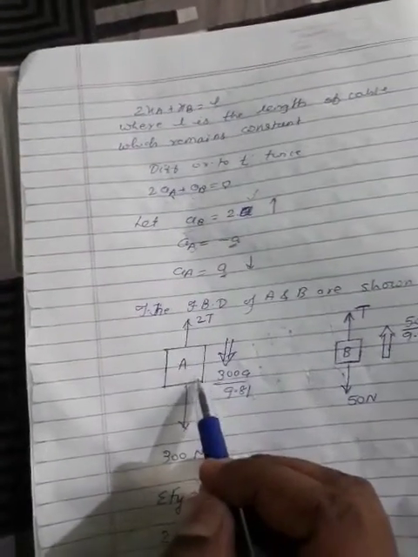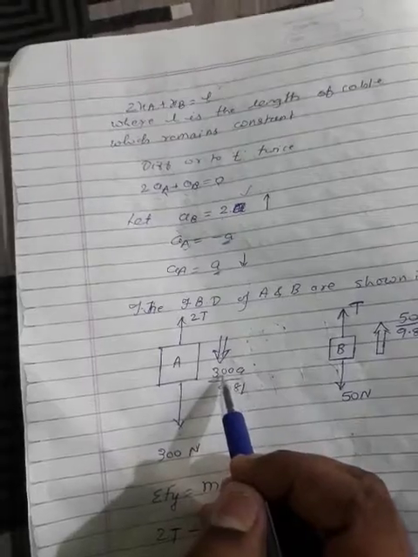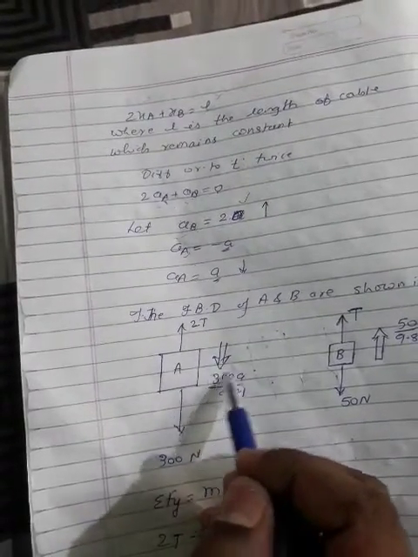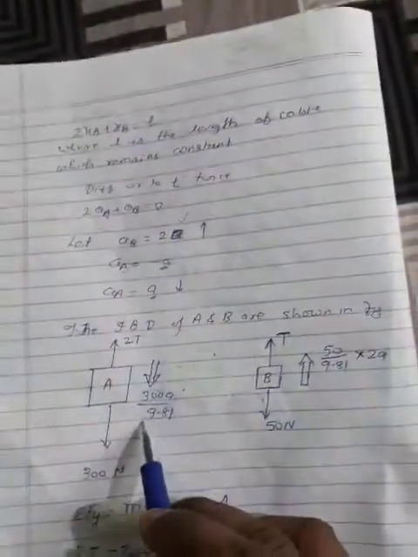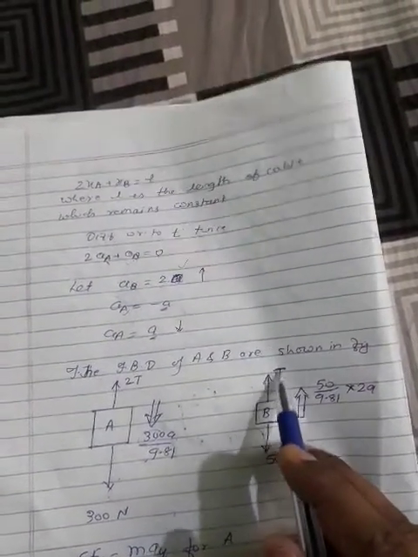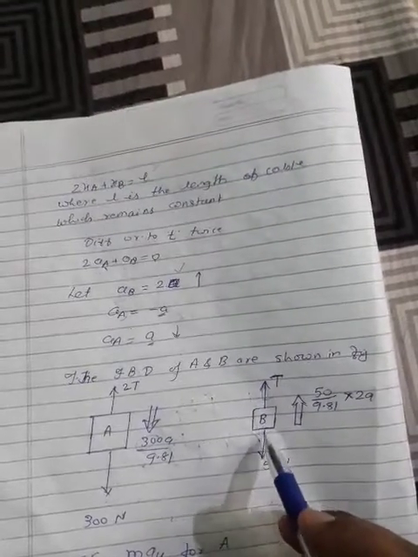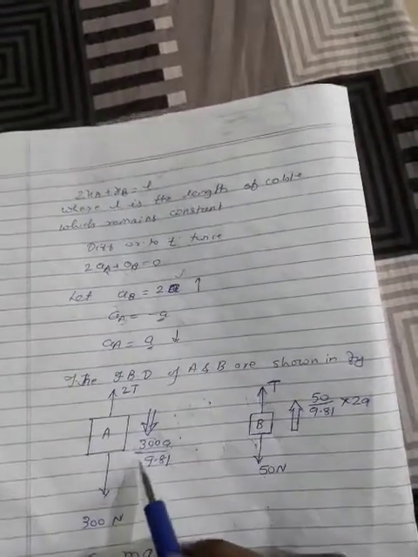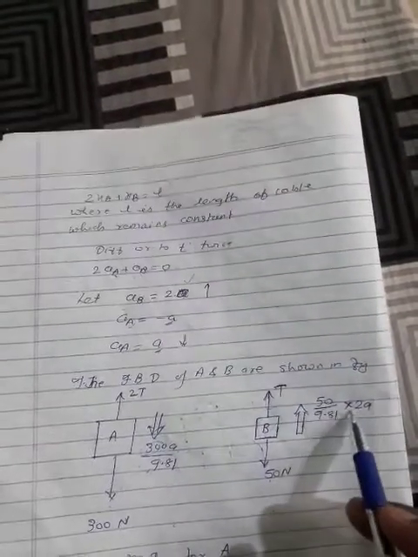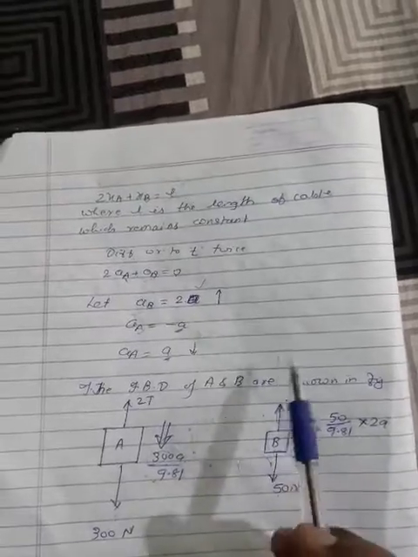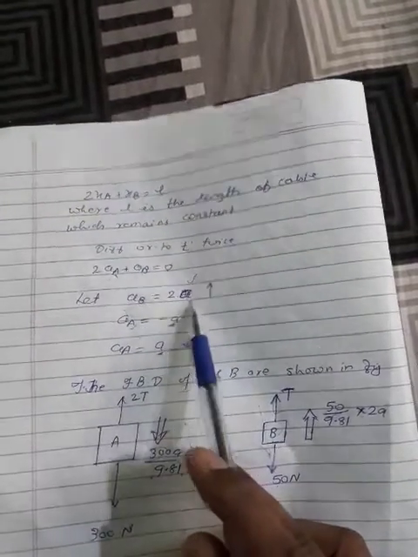Now for the motion of block A, as the weight is more in the downward direction, 300 Newton is given, so I am dividing it by 9.81. So 300 divided by 9.81 times A. This is the free body diagram for block A. Now block B is connected by one cord only, so there will be a tension T. Block B weight is 50 Newton. As A moves downward, this block B will move upward, so 50 divided by 9.81 into acceleration. The acceleration I have already taken as 2A, so I am multiplying it by 2A.